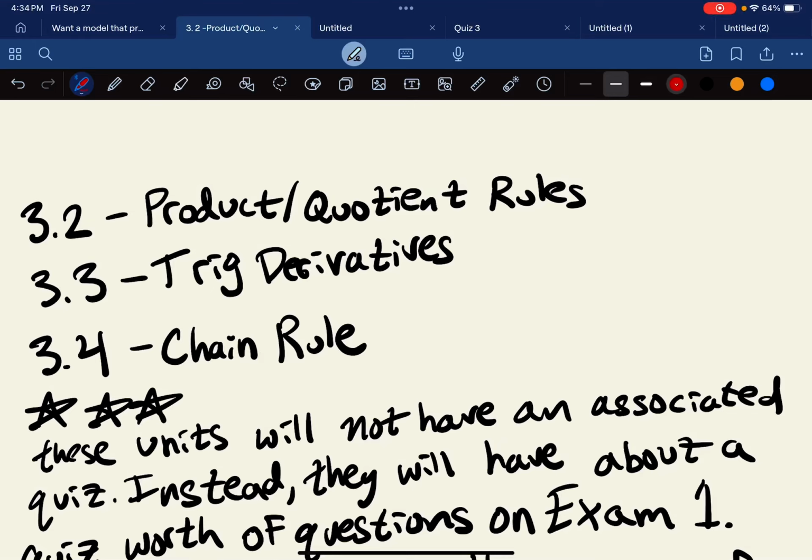Okay, so 3.2, 3.3, and 3.4 are 3 units that were not covered on any quiz thus far, but they will be on the first exam. So that makes them very important because they're not just on the first exam, but you will see about a quiz's worth of questions on the exam with regard to these 3 subjects.